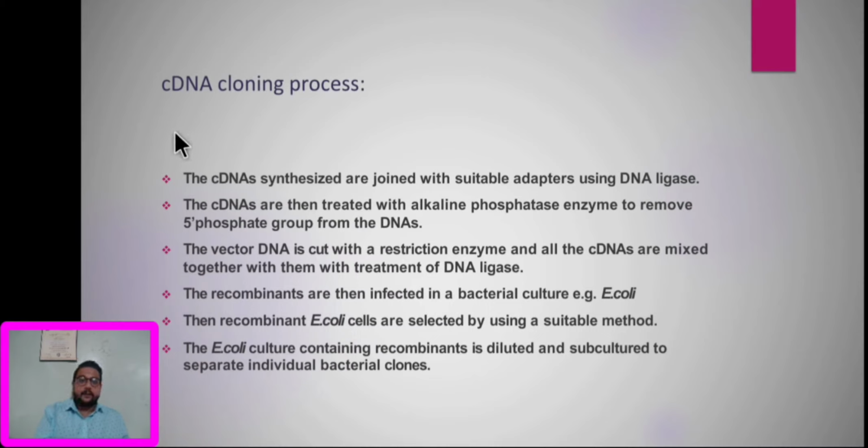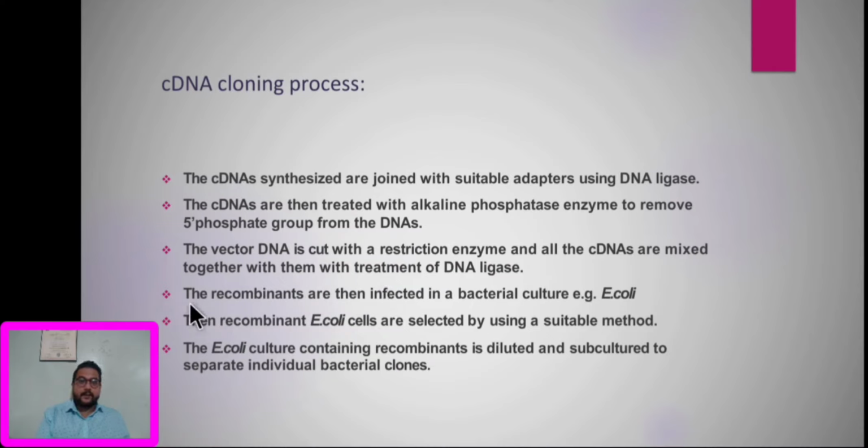Now in this cDNA cloning process, the cDNA is synthesized. They are joined with suitable adapters using DNA ligase. Then the cDNAs are treated with alkaline phosphatase enzyme to remove the 5' phosphate group from the DNAs. Now the next step is the vector DNA is cut with a restriction enzyme, and all the cDNAs are mixed together with it with treatment of DNA ligase.